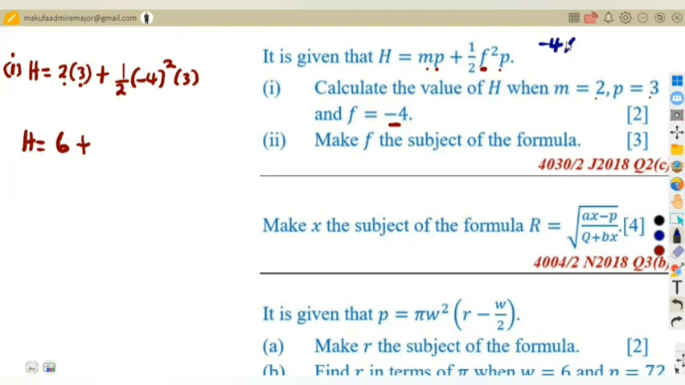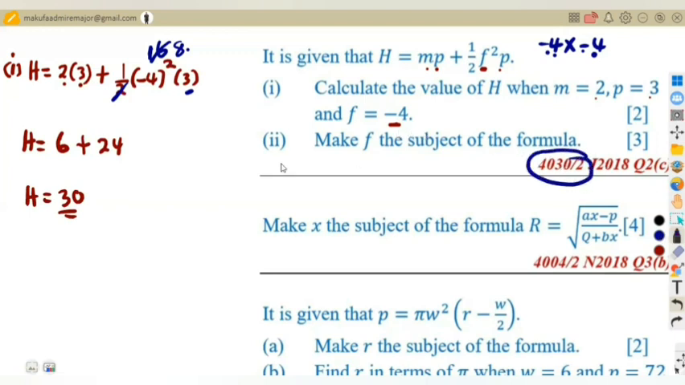So at the end, this one is going to be a positive. Negative times negative is a positive. So 4 times 4, we obtain 16, and half of 16 is 8. 8 times 3 is going to be 24. If we add this part, it's going to give us 30. Or just use your calculator, since this one was for paper 2, so you can just use a calculator there.